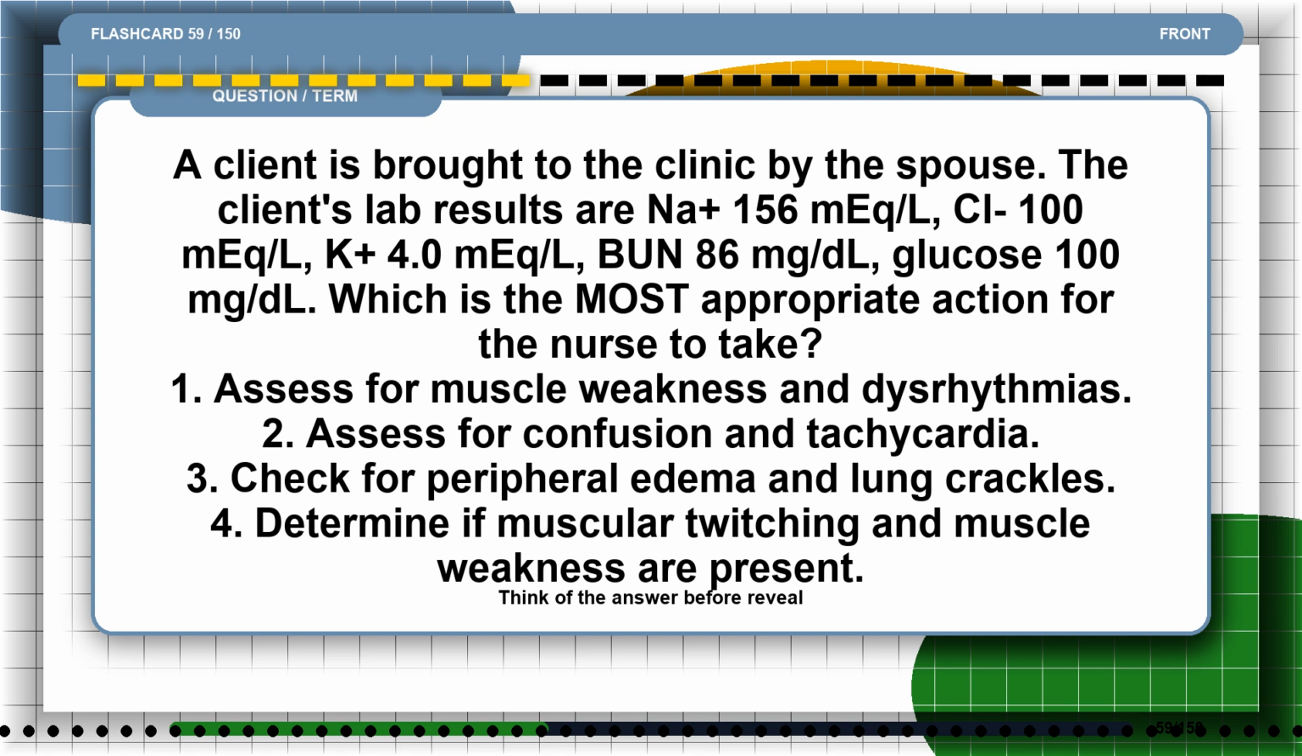1. Assess for muscle weakness and dysrhythmias. 2. Assess for confusion and tachycardia. 3. Check for peripheral edema and lung crackles. 4. Determine if muscular twitching and muscle weakness are present. Think of the answer before the reveal.